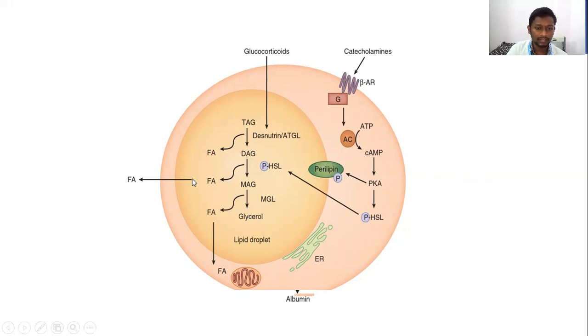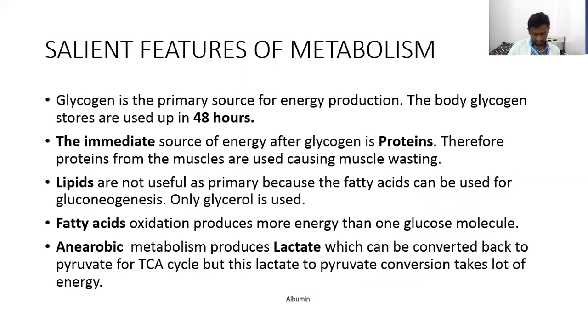The fatty acids which are released after breakdown of triacylglycerol again enter into the mitochondria of the cells, they undergo beta oxidation and produce energy, ATP, as well as ketone bodies. Okay, I hope you are clear till now. So with the background of this basic physiology of metabolism, we know that glucose is the immediate source of energy whenever we need.